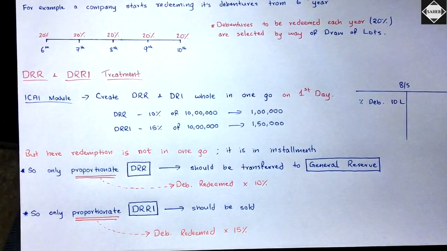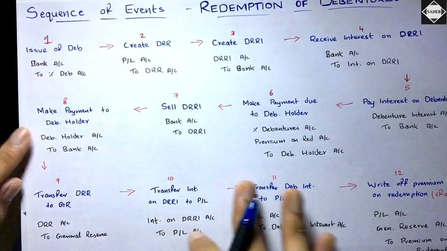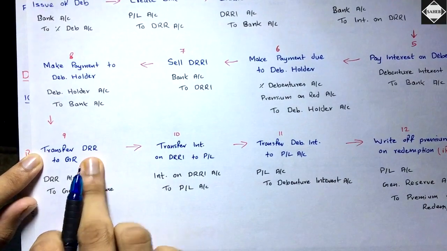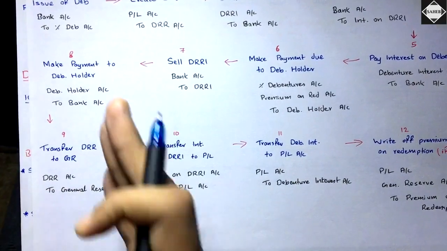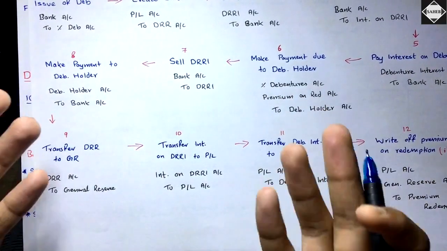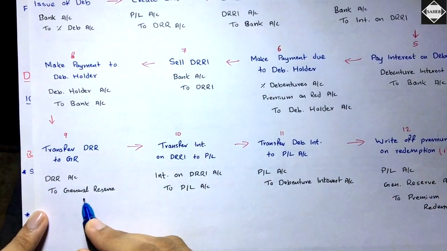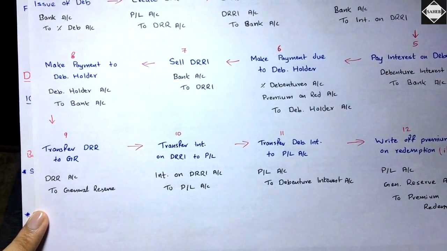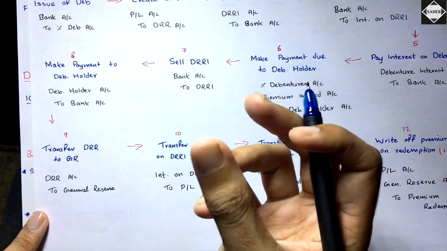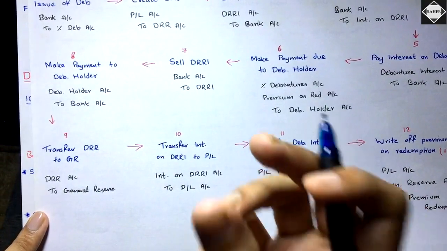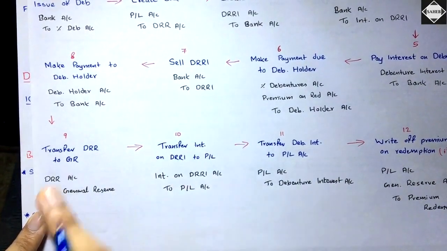And then there is also one more thing. After making the payment to the debenture holder, what happens? We transfer the balance of DRR to general reserve, isn't it? In the last 4 questions we have seen, after redemption of debentures, what is the purpose of DRR? I have been saying that, right? And then we used to transfer the balance of DRR to general reserve. So now here also you have to transfer only proportionate DRR, proportionate to the face value of the debentures that are redeemed in the current year.